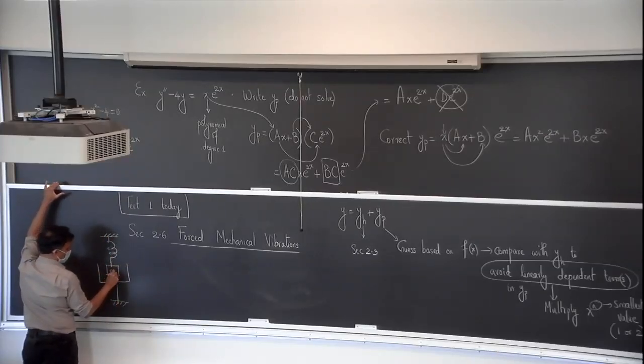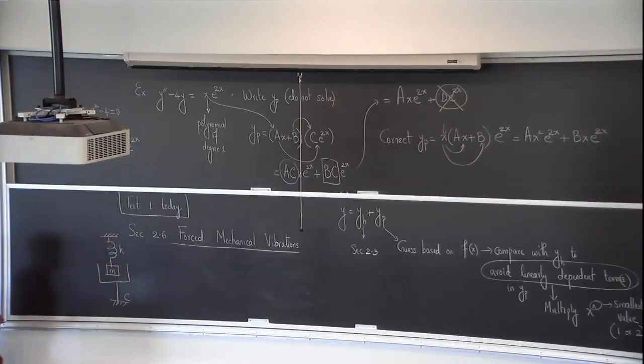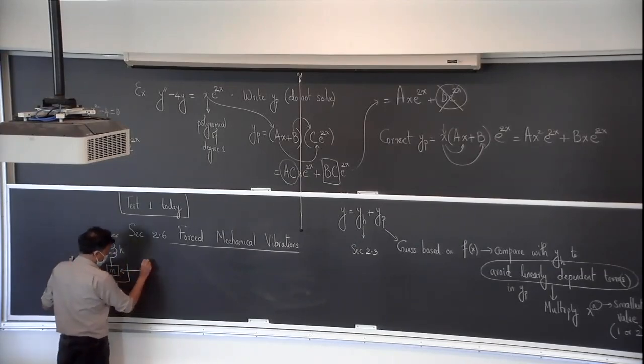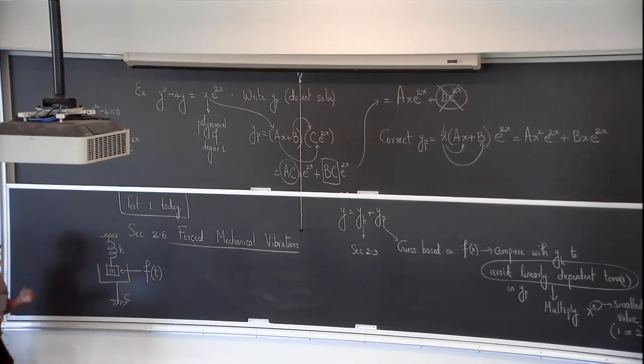So this is M, this is K, this is C. Okay. And we solved this for a case where there was no external force. So the only change now we are making is we are applying some kind of a force from outside, F of T, which is the non-homogeneous term.